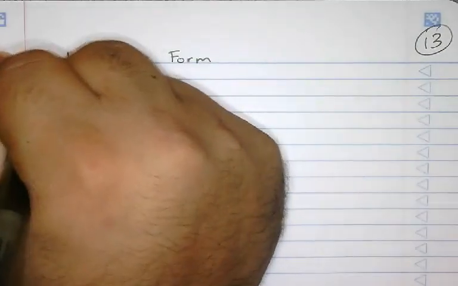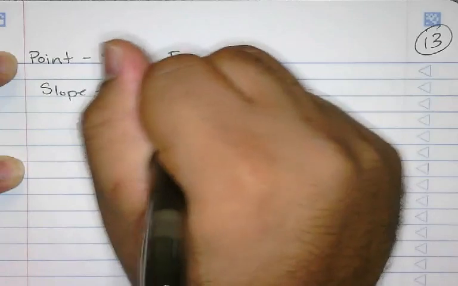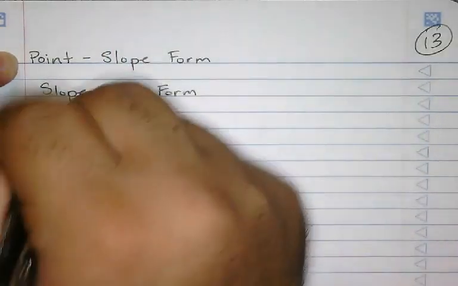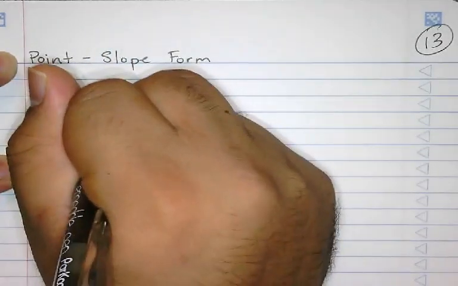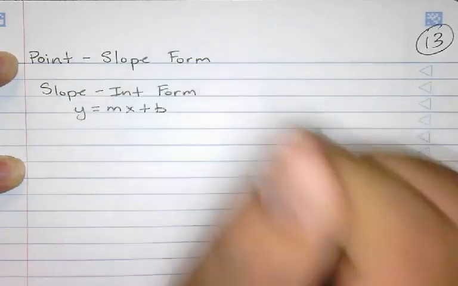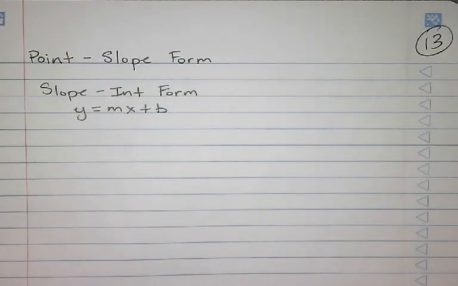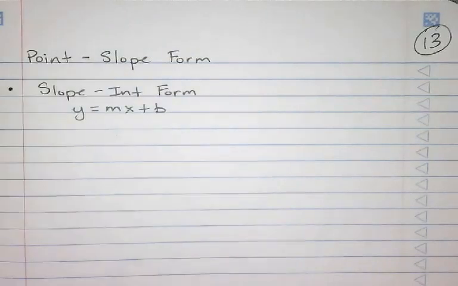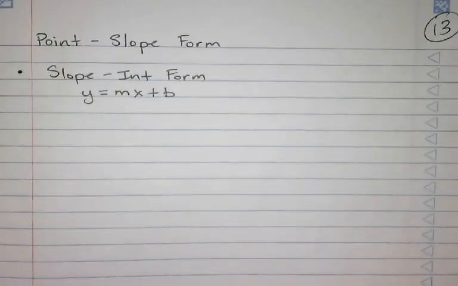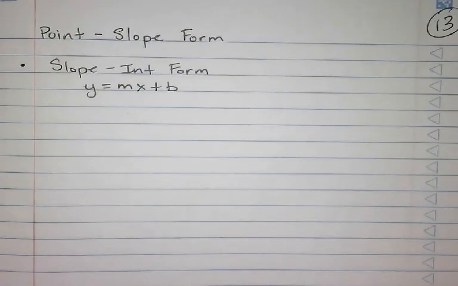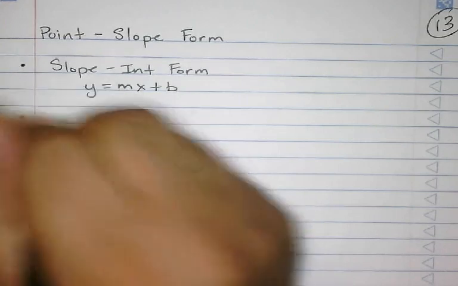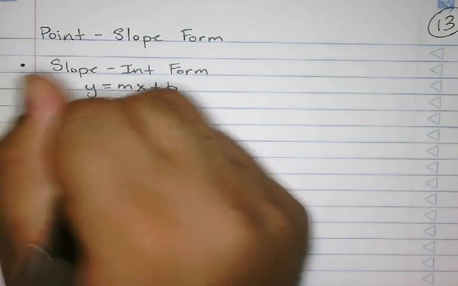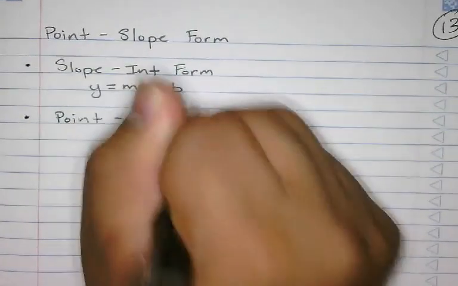looks like this. So this is slope-intercept. Slope-intercept form is y equals mx plus b. All right, that's what we worked on. That's what we did last week. All right, this week we're going over point slope form.